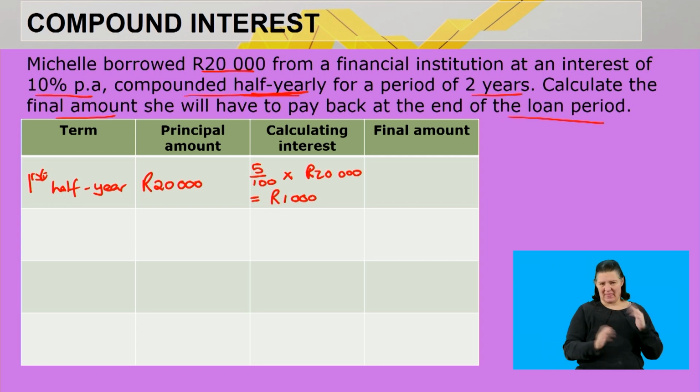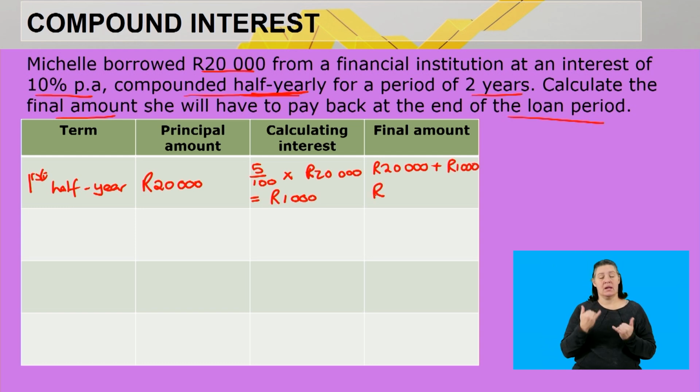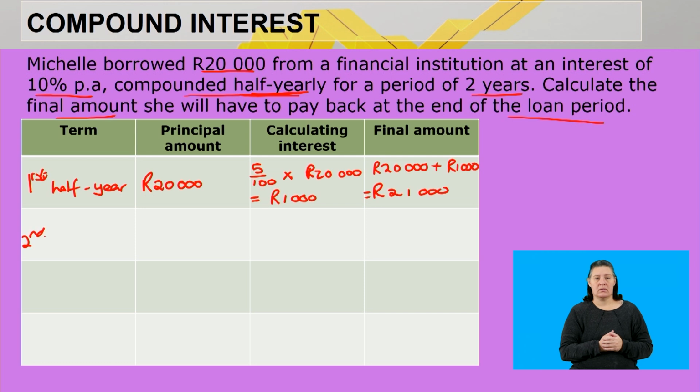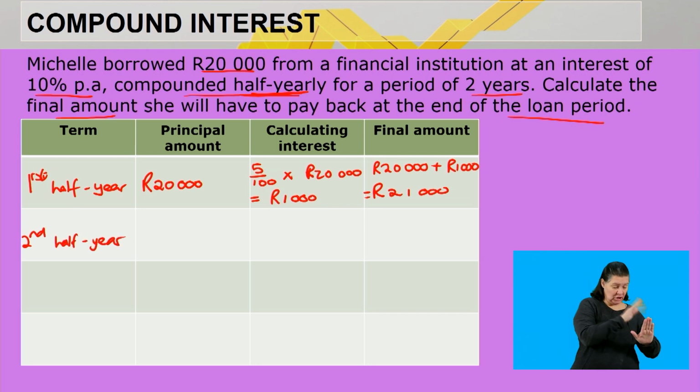Okay, so I'm going to take then the final amount, where I take the 20,000 plus the 1,000. So then here it will be 21,000 rand. Guys, are we clear on that? Okay, so now when I move on to the second year, I'm going to write second half year. What needs to happen now?